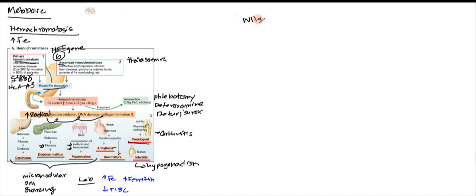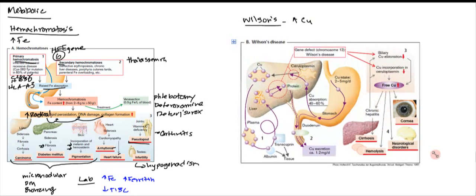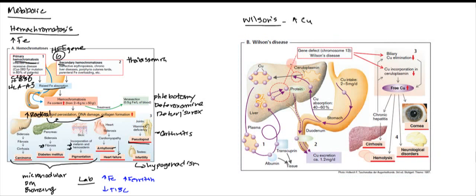Okay, so Wilson's disease is when you have increased copper. Now, to understand the disease, we need to know how the body normally deals with copper. Normally, you have copper intake through your digestive system. It gets absorbed at your duodenum, and then it gets taken up in the liver. At the liver, it binds with ceruloplasmin, which is then excreted into the plasma, and then the copper is released into albumin or transcuprin, which then goes into tissue. And anything that's floating around gets absorbed back into the liver with ceruloplasmin, it gets broken down, and then it gets sent through the bile and excreted.